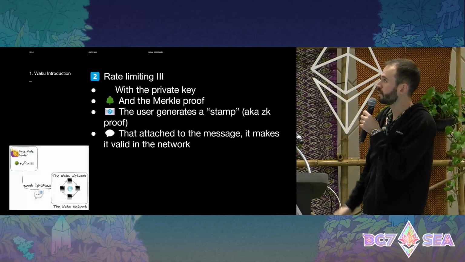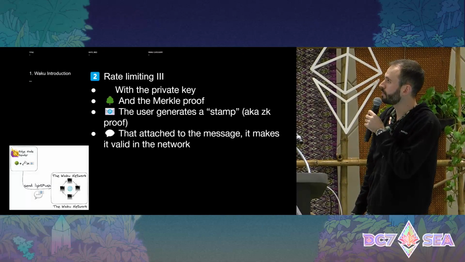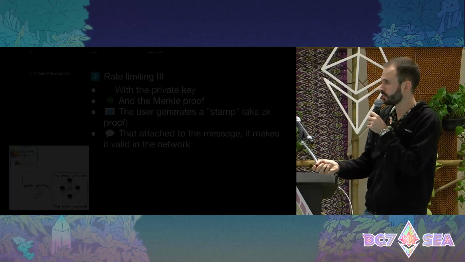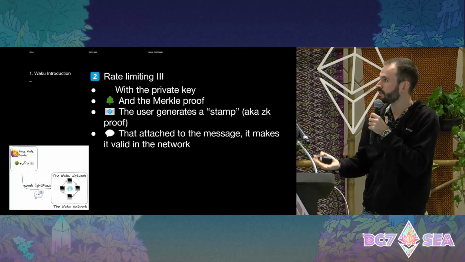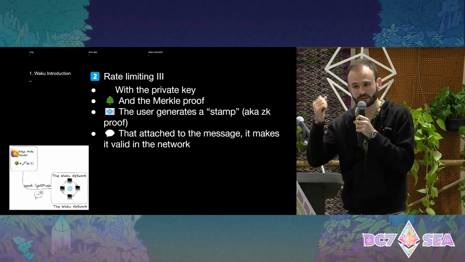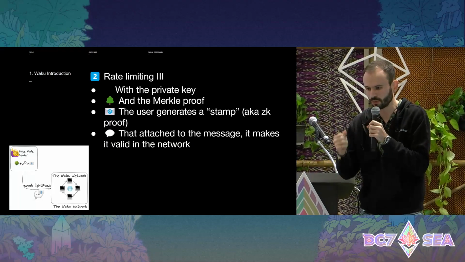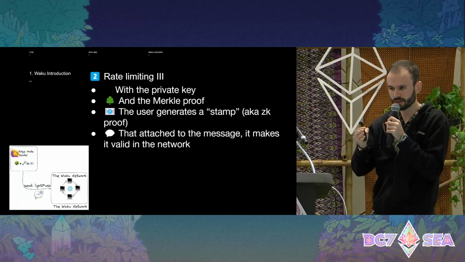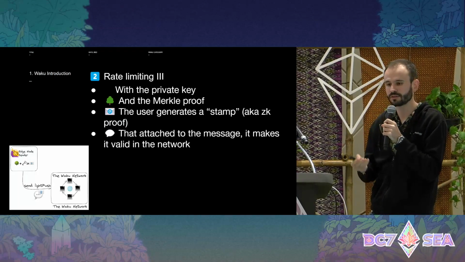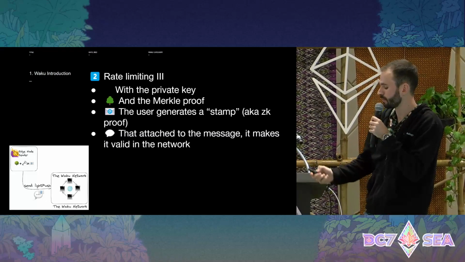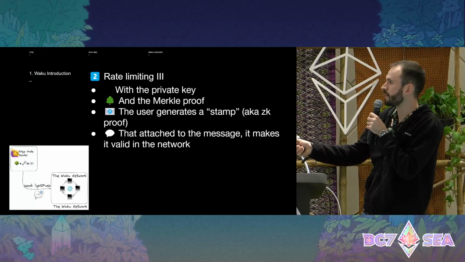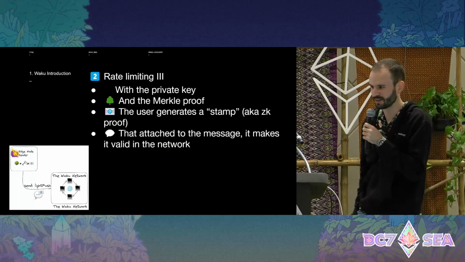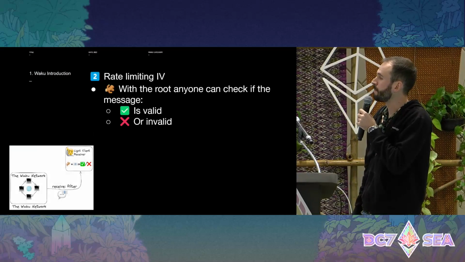Very easy. So the thing about RLN is that only the one who knows the private key of this public key can generate a proof, right? You can see this proof as some kind of stamp that you put on a letter. This stamp is, in reality, a zero-knowledge proof, and it allows every node in the network to verify that the message is correct and is respecting the rate limit. So it is attached to the message and makes it valid in the network. You can think of it as a stamp that you have to buy in the post office and put on your letter.